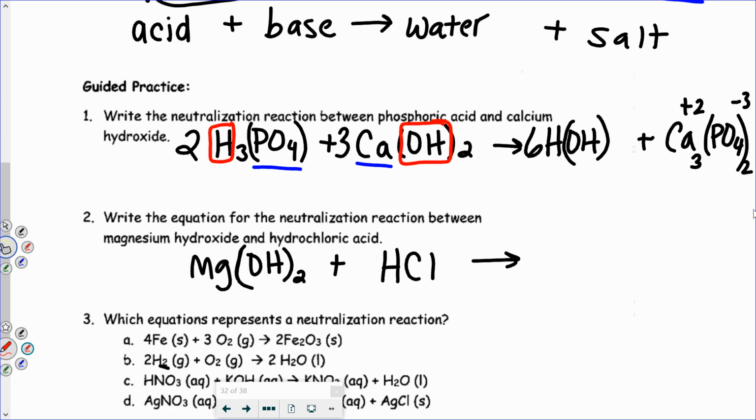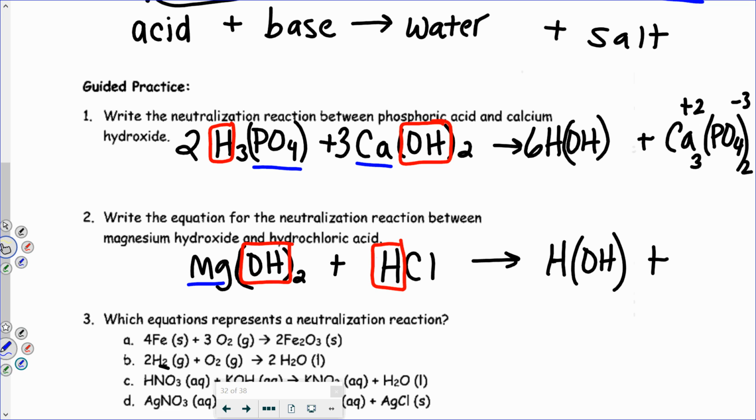So remember, the general formula for neutralization is acid plus a base is going to give me water, which we're going to write as HOH. So the H comes from my acid, the OH comes from the base. So I'm going to write HOH, and you can put parentheses if you'd like around the OH part, so when you balance it, it's a little easier. And then whatever's left over becomes my salt.